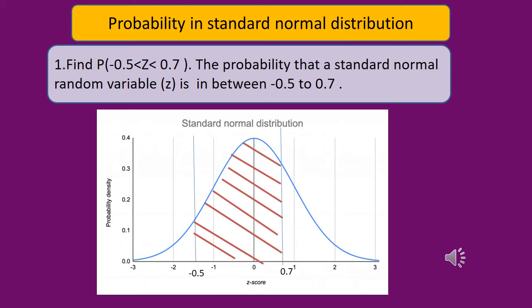What we need to do next is shade the area between minus 0.5 to 0.7. Then it is marked in the graph. Then you need to find the shaded area. That is the probability between 0.5 to 0.7.